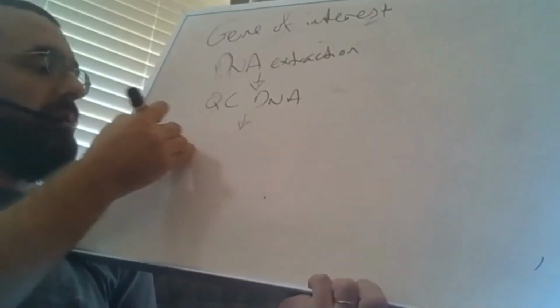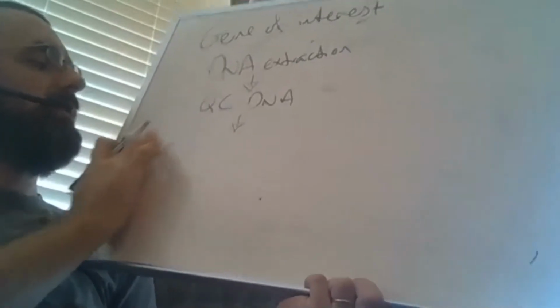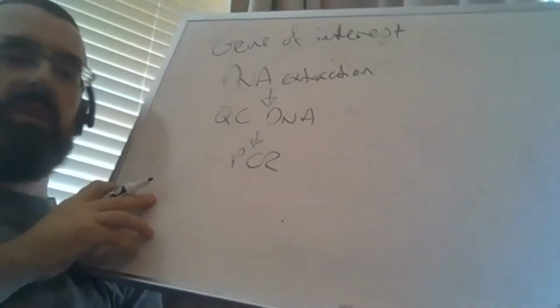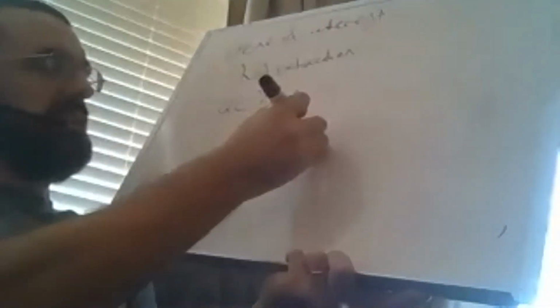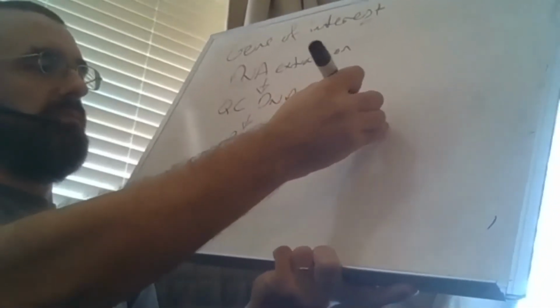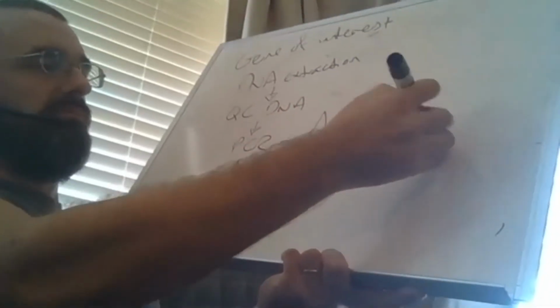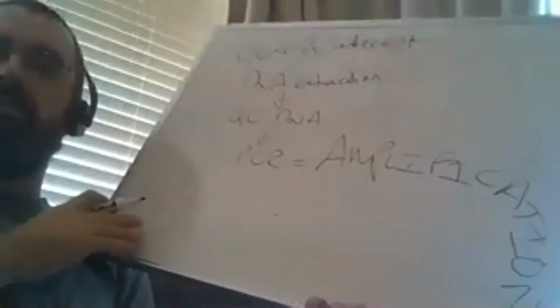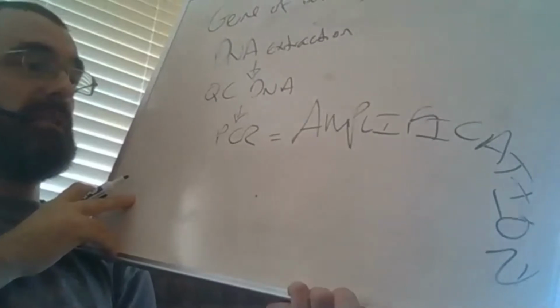Then you do your, oh no, I'm not going to write that. Don't think I have enough ink. PCR, right? So PCR basically equals amplification. And I was trying to be smart by writing it big and I ran out of space.